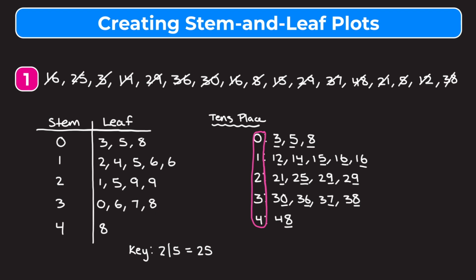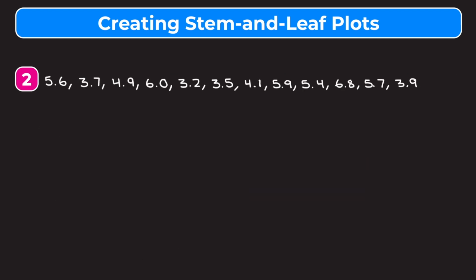So now let's walk through an example that involves decimals. So the second example involves decimals, but we're going to do a similar thing. So let's start by creating our table and put stem and leaf. And now for this example, because we have decimals, the stem part of our chart is going to represent the ones digit of our numbers, so the digit to the left of the decimal point. So I'm going to write ones over here. And then the leaf part is going to represent the tenths digit, which is the digit to the right of the decimal point.